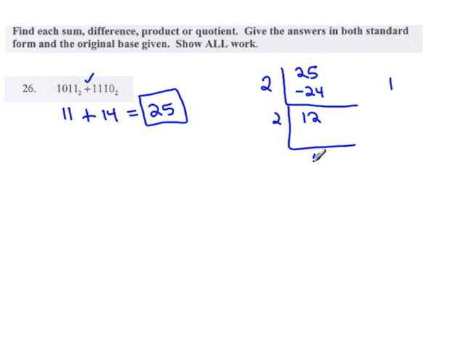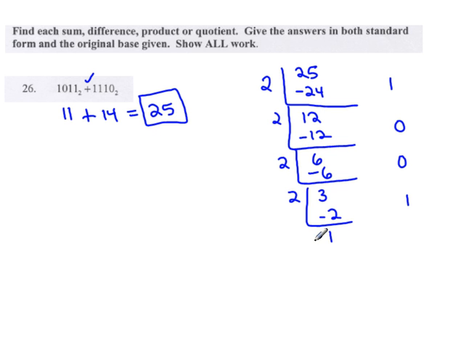2 into 12 goes 6 times. 2 times 6 is 12. Remainder is 0. Keep going. 2 into 6 is 3. 2 times 3 is 6. Remainder 0. Keep going. 2 into 3 goes 1. 2 times 1 is 2. Remainder 1. And last time, 2 into 1 goes 0. 2 times 0 is 0. Remainder 1. When this bottom value is 0, you may stop, and the answer is this value written bottom up.